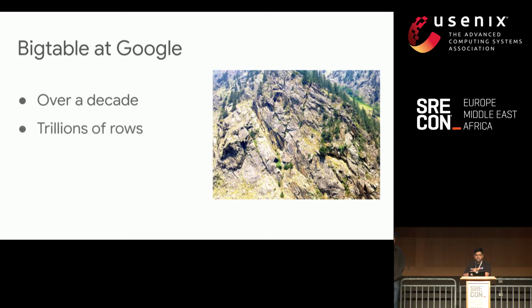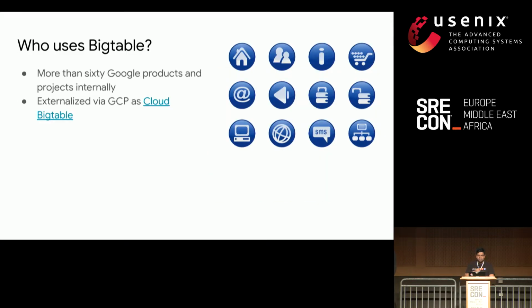Any given table can scale to trillions of rows. Also, any single table can scale to petabytes of data. So in short, Bigtable is this distributed system that scales really, really well and has been around for a long time. At Google, a wide variety of products use Bigtable, more than 60 projects internally. It's a core piece of our internal storage offering, and it's also available externally as Cloud Bigtable. We are not going to talk about Cloud Bigtable today, but it's still out there, and anybody can use it.